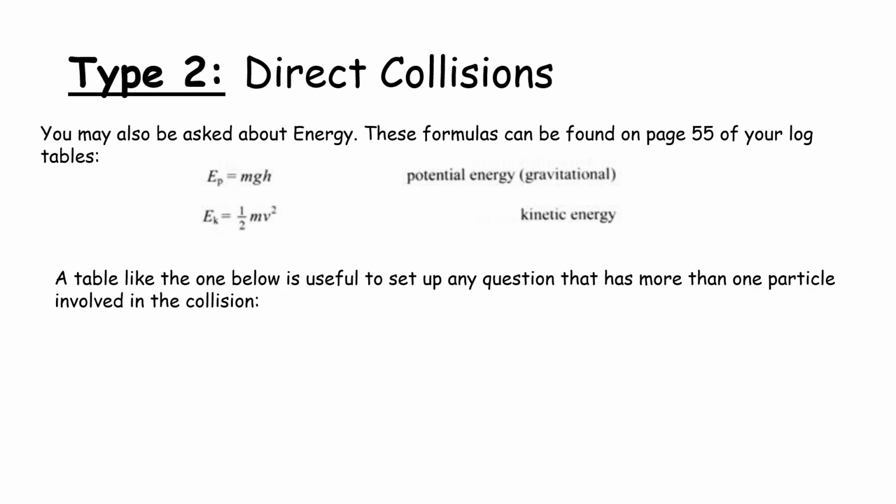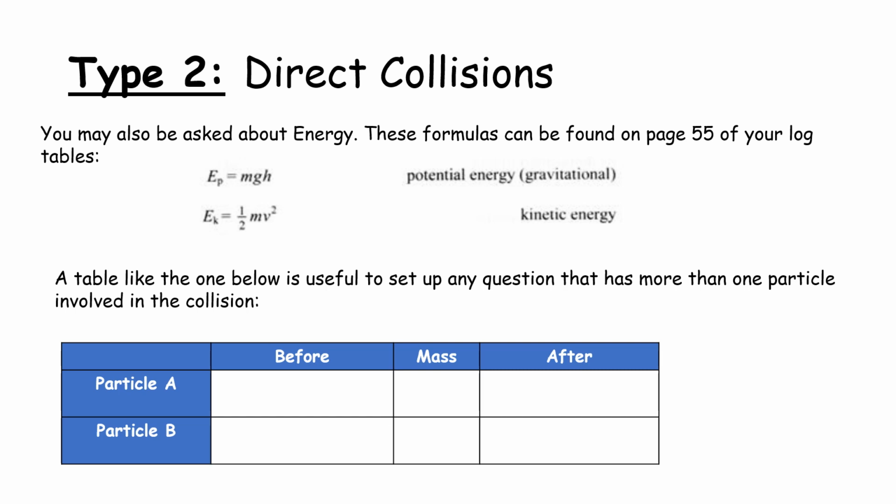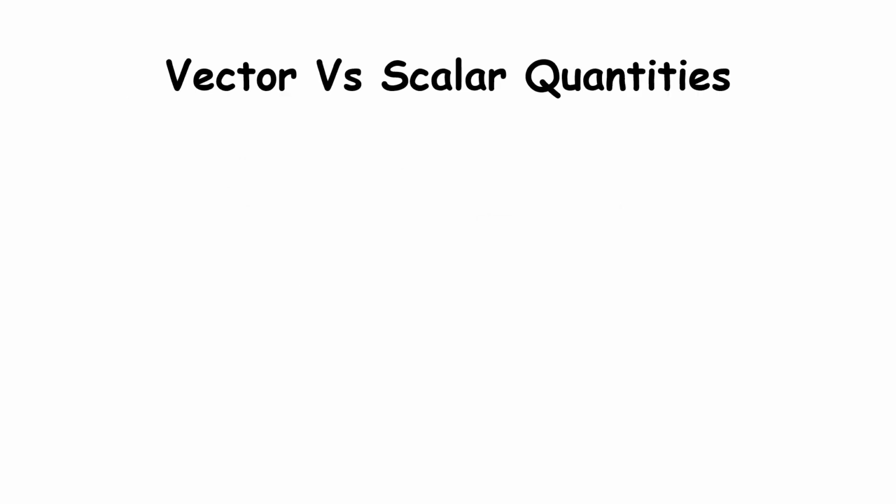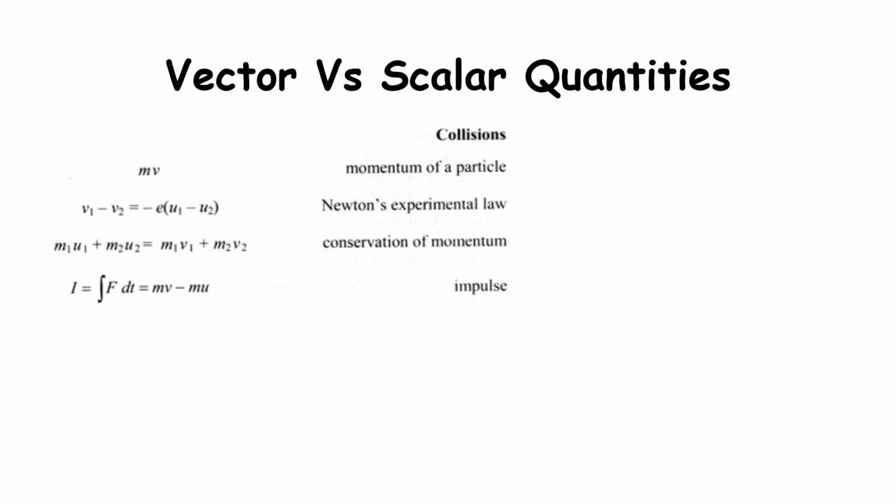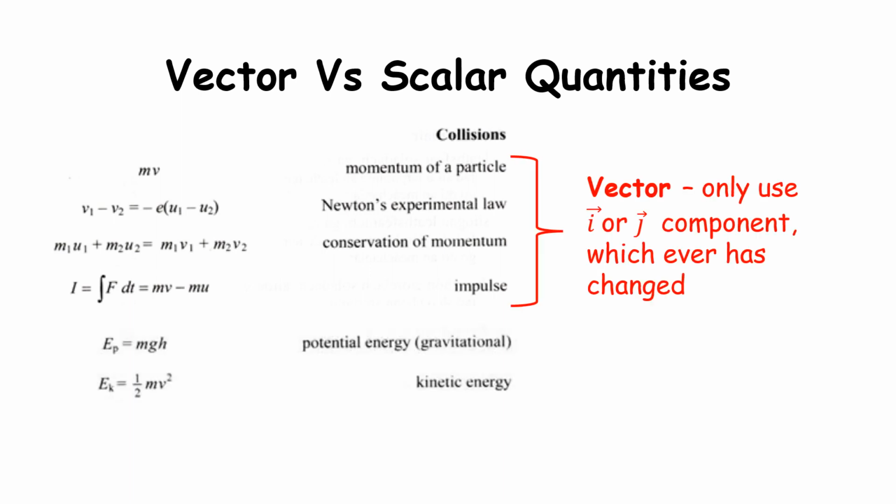So what I find is a little table like this is really useful for any time we are dealing with collisions where there is more than one particle. So just quickly to talk about vector versus scalar quantities. We have a section here coming from our log tables, and we have momentum. We're talking about Newton's experimental law, so that is using vector quantities. The conservation of momentum, again, using vector quantities. An impulse is a vector quantity. So you can just use the I or the J component, whichever has changed.